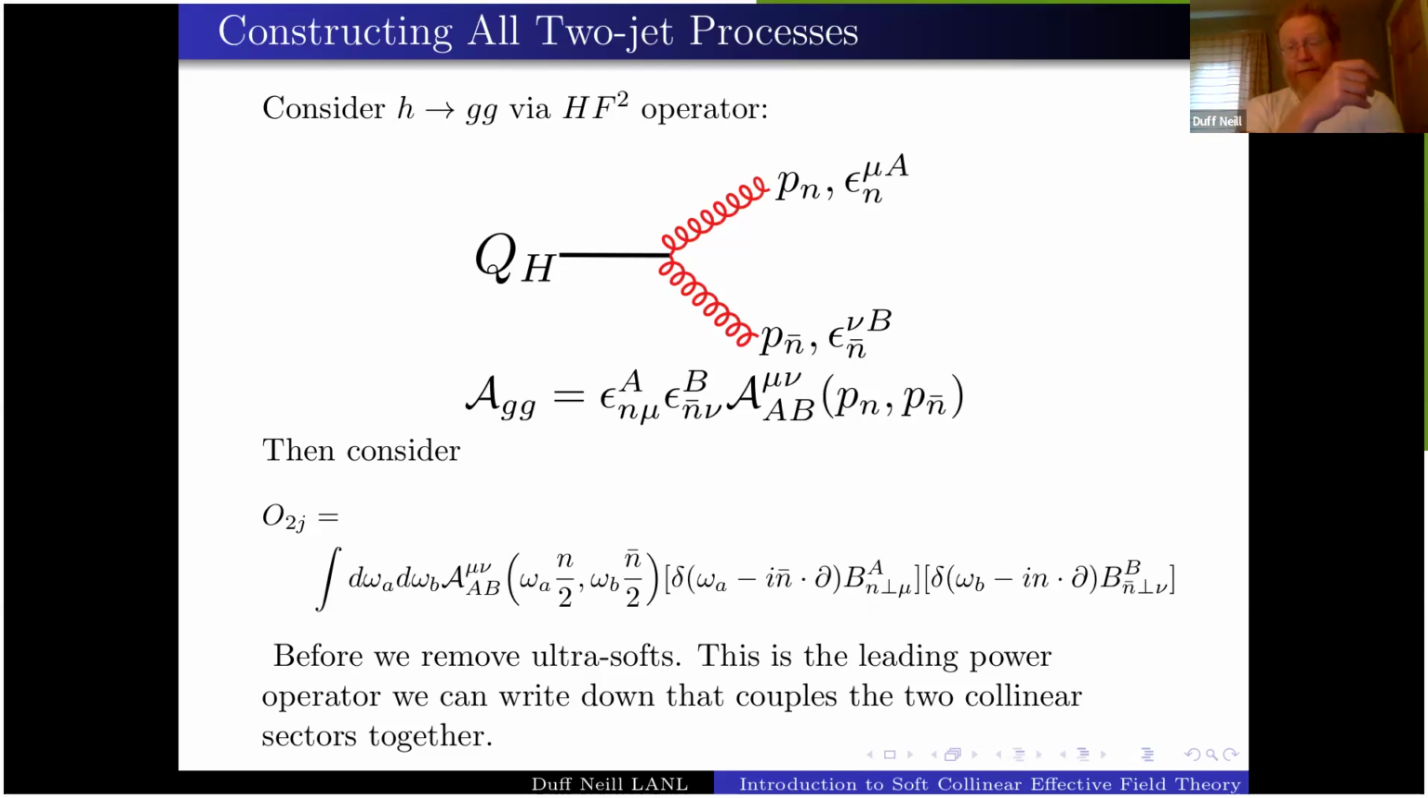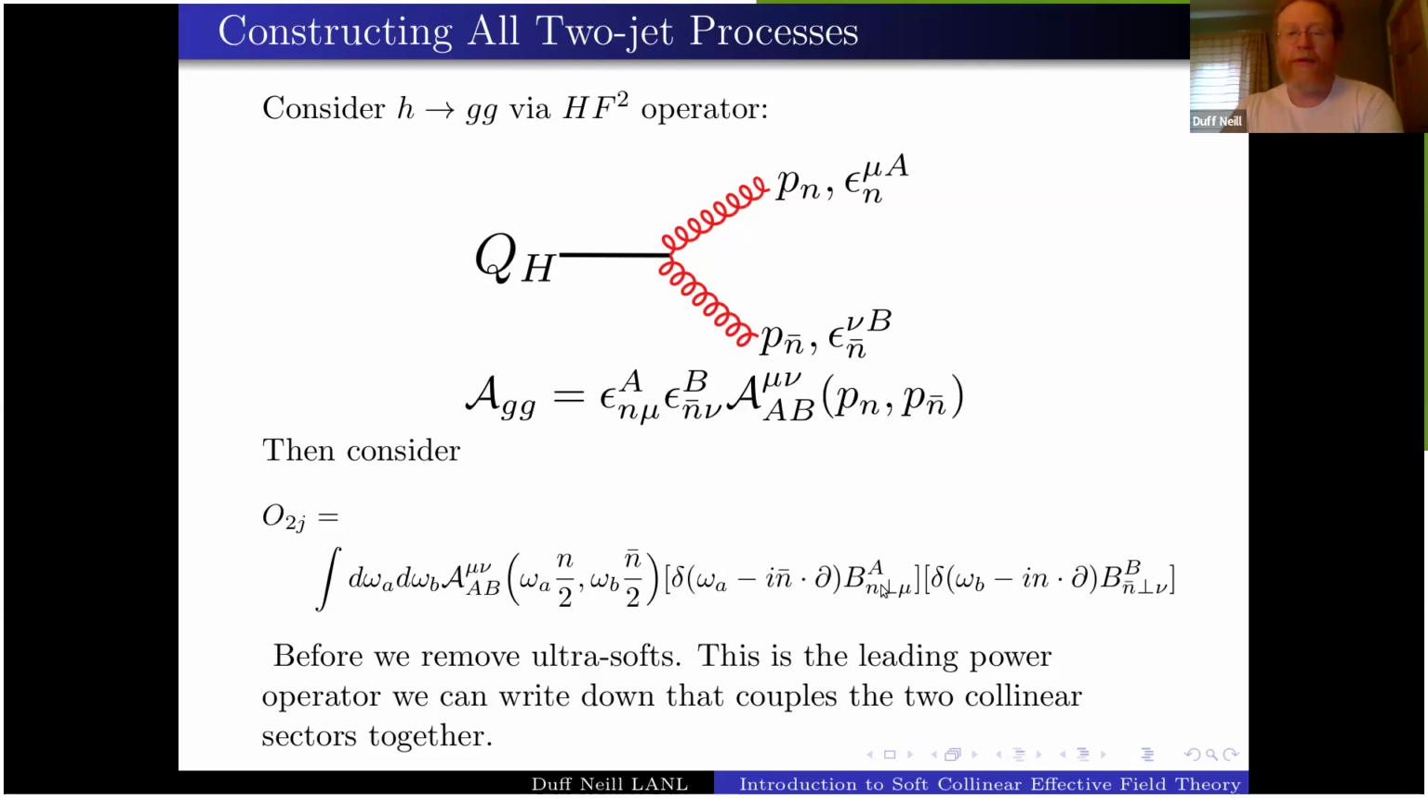Well, I know I need to be able to, at lowest order in perturbation theory, create a single collinear gluon and a single anti-collinear gluon, one in the n direction, one in the n bar direction. I have to be able to reconstruct that hard vertex, in other words, that amputated hard amplitude that I wrote down on the previous problem. And so my claim is, if I want to be able to construct all possible two-jet processes in my effective theory, this operator that I'm writing down here is sufficient to do so.